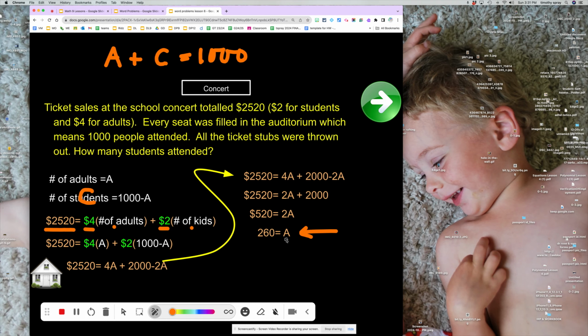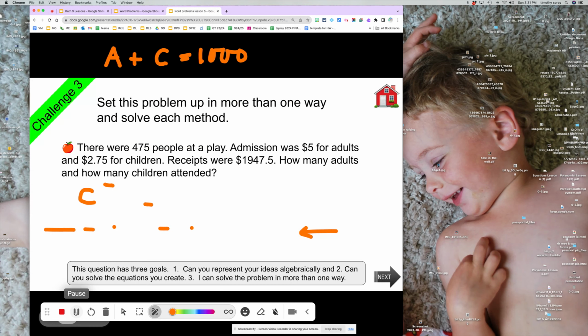What is that? Well, I'm just going to go back and try to look for A. Oh, there's A right there. A is the number of adults. Perfect. So that's how many adults came is 260. Well, how many children would have shown up then? Well, there's another A. So if I just go 1,000 minus 260, that is how we'd find the total. So now we know.